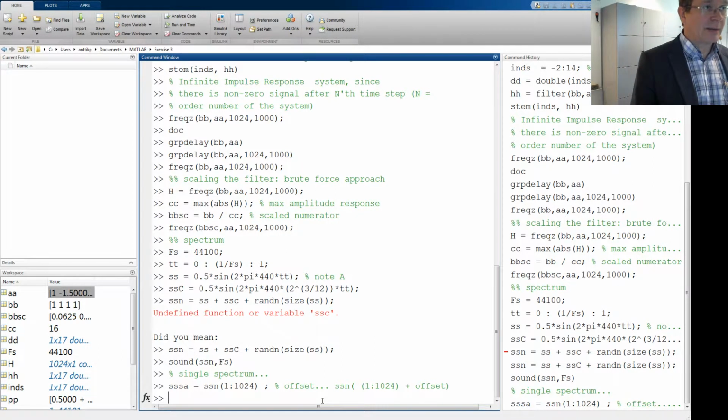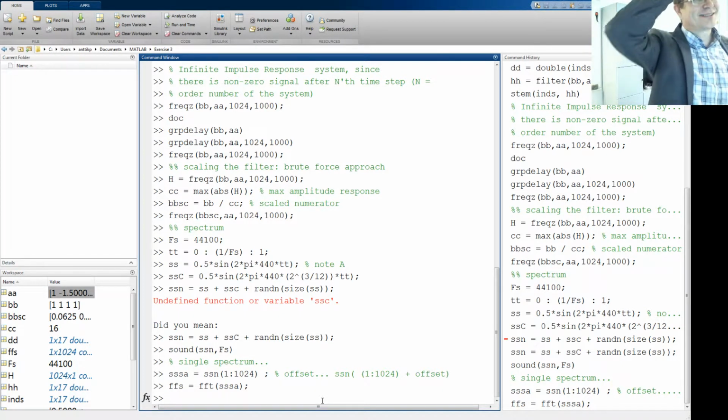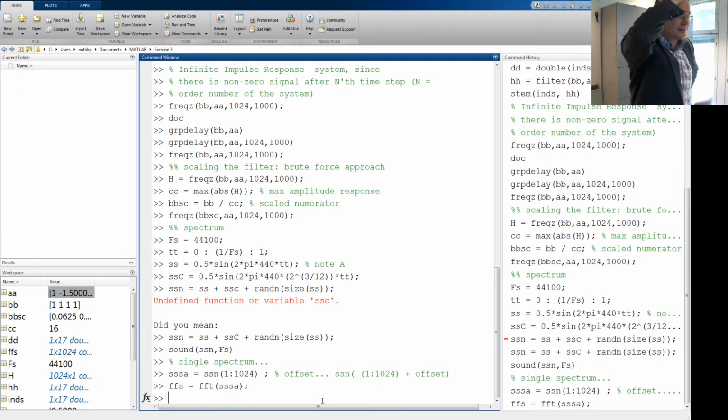It looks really crappy. I don't even show it, but what I'm going to do is to calculate the spectrum using the Fourier transformation. So FFS is the FFT of SSA. That was snappy. Well, up to 1 million they are all snappy. In the good old days, you needed to wait for a while to get that 1,000 point FFT. Good old days.